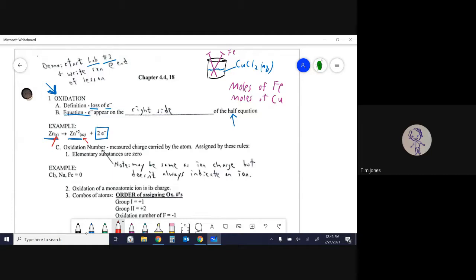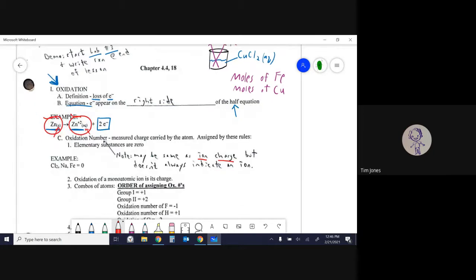Oxidation number. At first, oxidation number looks like the same thing as the ion charge. So for example, right here, zinc +2 has a charge of +2. It also has an oxidation number of +2. Zinc over here on the left has a charge of 0, and it has an oxidation number of 0. So in many cases, the oxidation number is the same as an ion charge, but things have an oxidation number even if they don't have a charge. So let's go through the steps. I'll show you where that comes from.